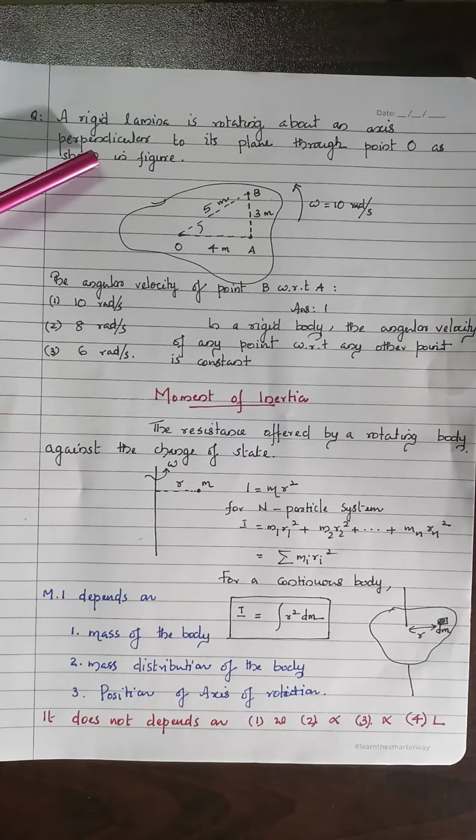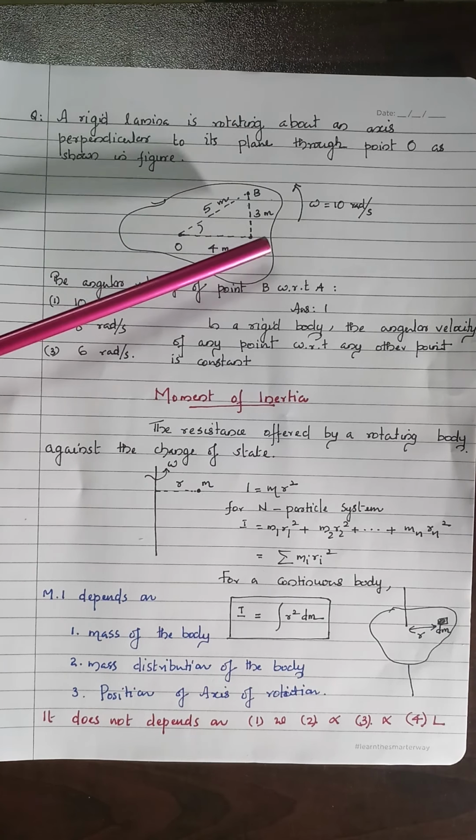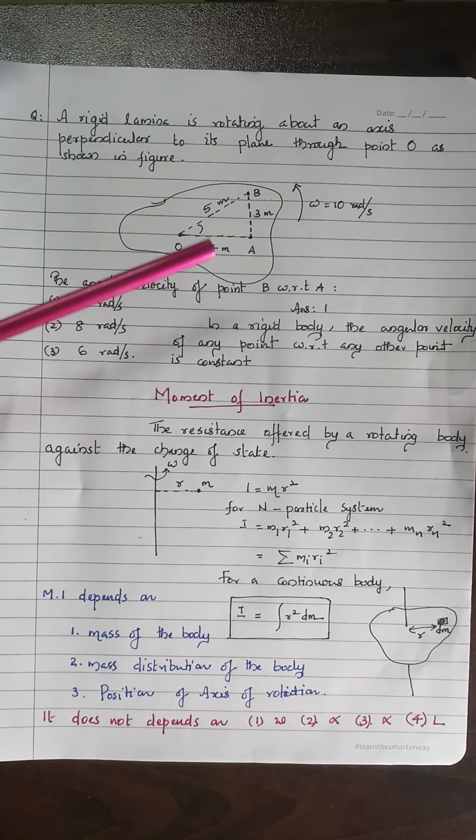A very important concept. A rigid lamina is rotating about an axis perpendicular to its plane through a point as shown in figure. The angular velocity of the point B, in the figure it is given, it is rotated with an angular velocity omega. But keep in mind, in a rigid body, the angular variables remain constant. The only change happens to the linear variables. It is a very important concept.